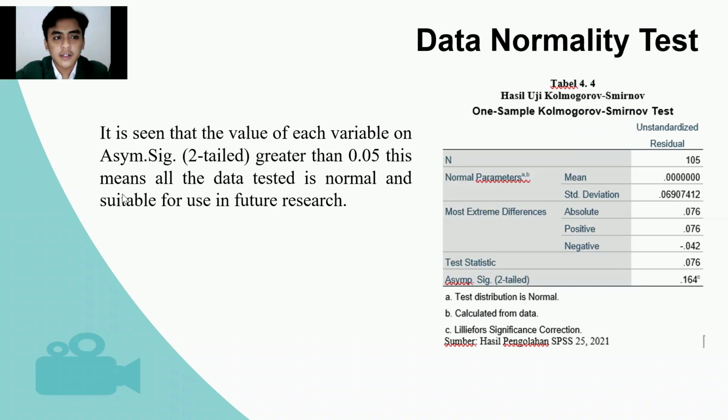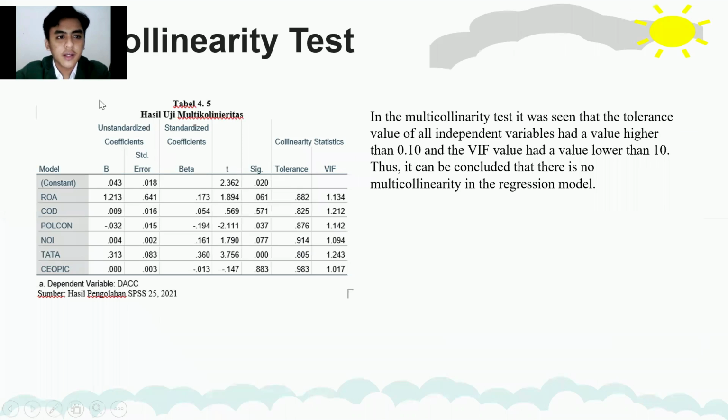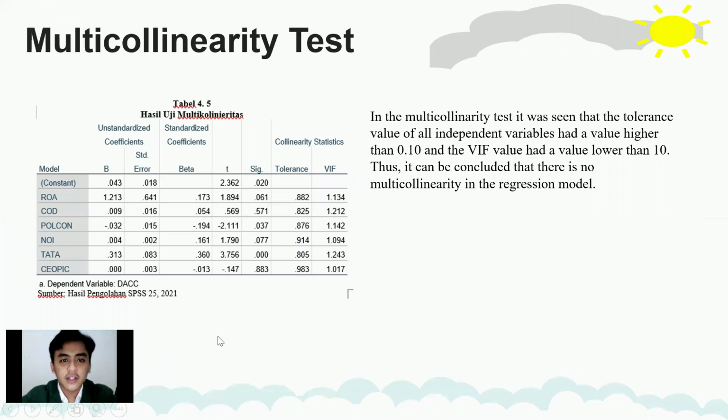This is the data normality test. It is seen that the value of each variable on Asymp. Sig. (2-tailed) is greater than 0.05. This means all the data tested is normal and suitable for use in future research. The next one is the multicollinearity test. In the multicollinearity test, it was seen that the tolerance value of all independent variables was higher than 0.10 and the VIF value was lower than 10. Thus, it can be concluded that there is no multicollinearity in the regression model.